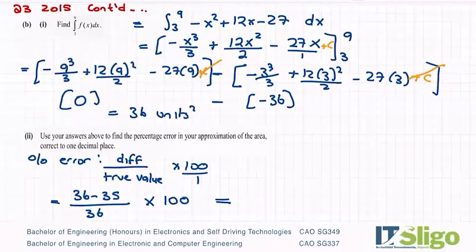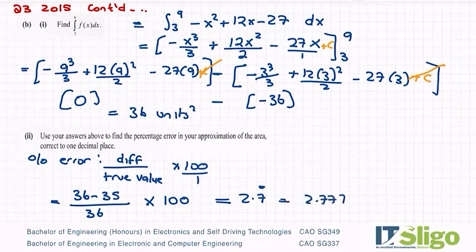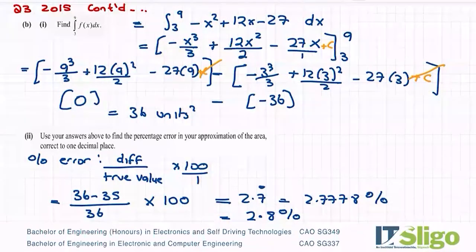1 over 36 multiplied by 100. Correct to 1 decimal place. I'm getting 2.77. 2.7 and it repeats. Okay, so if you hit S to D again, it expands it out, which is 2.7778, which is rounded to 1 decimal place, 2.8%. Okay, very easy to write 2.7 down for that particular one if you happen to miss the recurring 7 on the top.